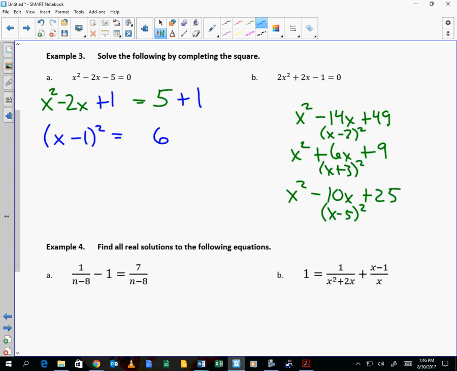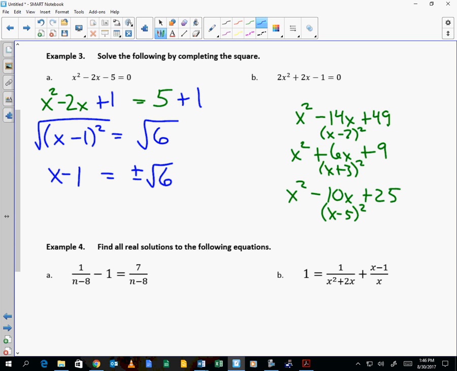How do I get rid of the square? I can take the square root. Now, how many solutions should I have in this problem? 2. So I list x minus 1 is equal to not just the root of 6, but plus or minus the root of 6. That way I'll come up with 2 solutions.